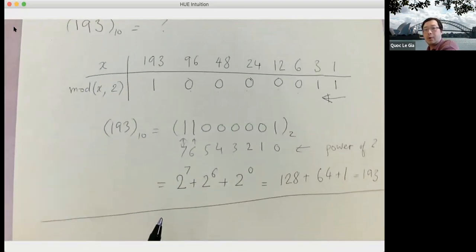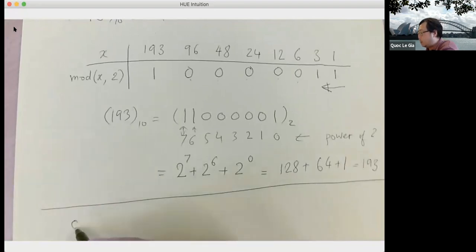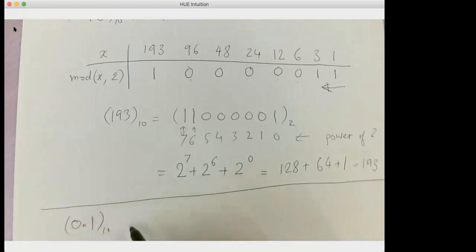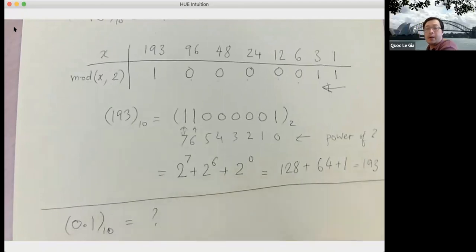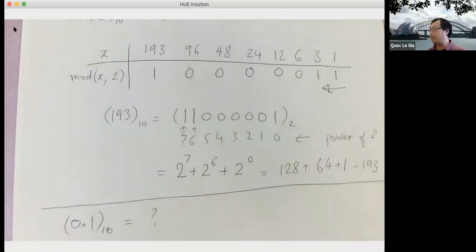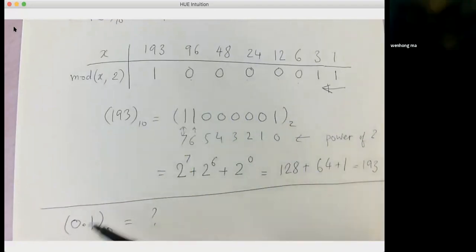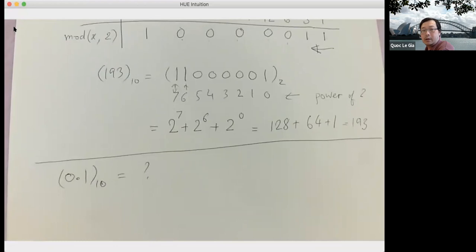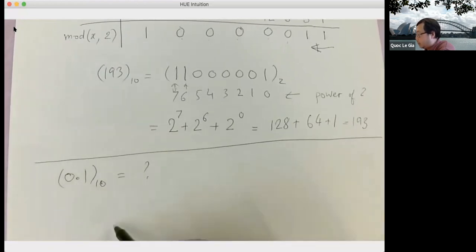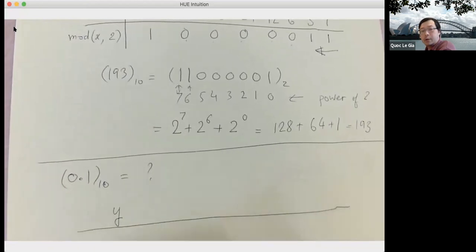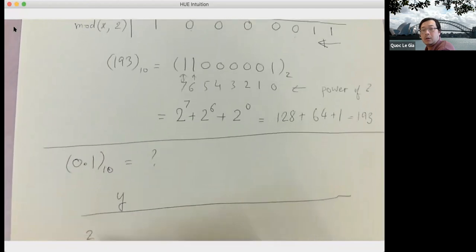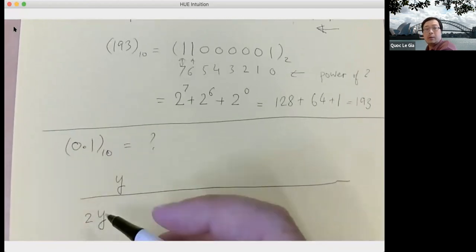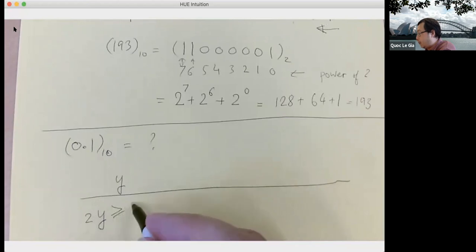Now about 0.1. The problem with 0.1 is that you cannot apply the previous algorithm. In the previous algorithm, you divide by 2, and 0.1 you cannot divide by 2. The algorithm for a number less than 1 is that you have to multiply. So now you have y, and you multiply by 2, and you check whether 2y is greater than or equal to 1 or not.